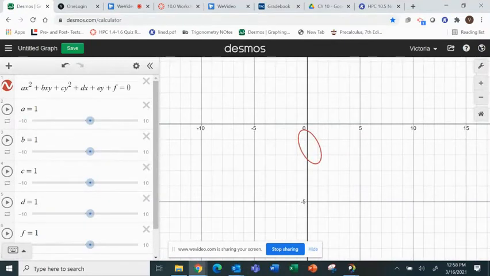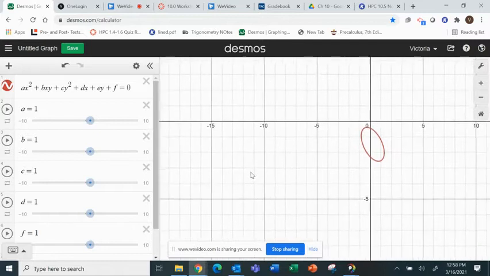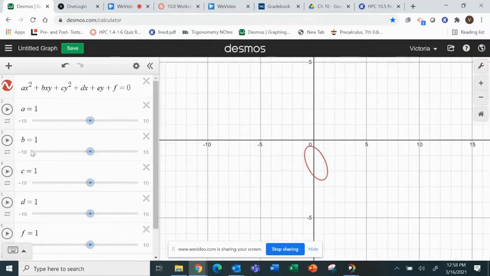Yeah, it's rotated. Okay. What I'm going to do is I'm going to turn off the B. I'm going to actually not turn it off. I'm going to put the B at 0. So there isn't a B term. There isn't an XY term. I'm going to make that B 0. And now the conic is straight up and down and vertical and horizontal. Like the two axes would be vertical and horizontal. But as soon as we have the B in there, it's going to start rotating it.